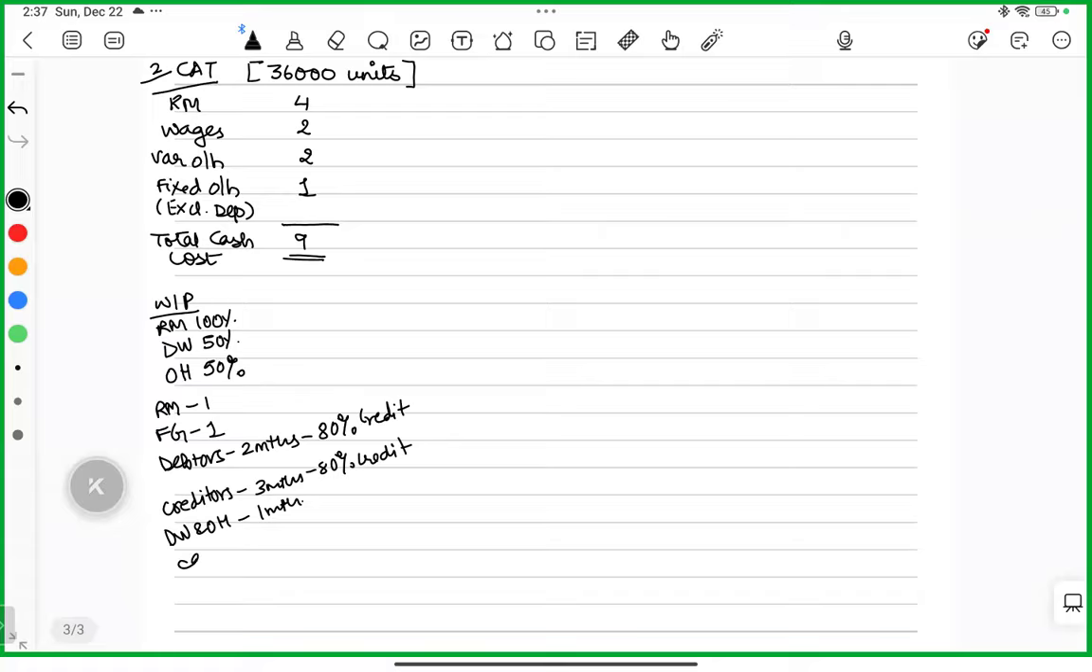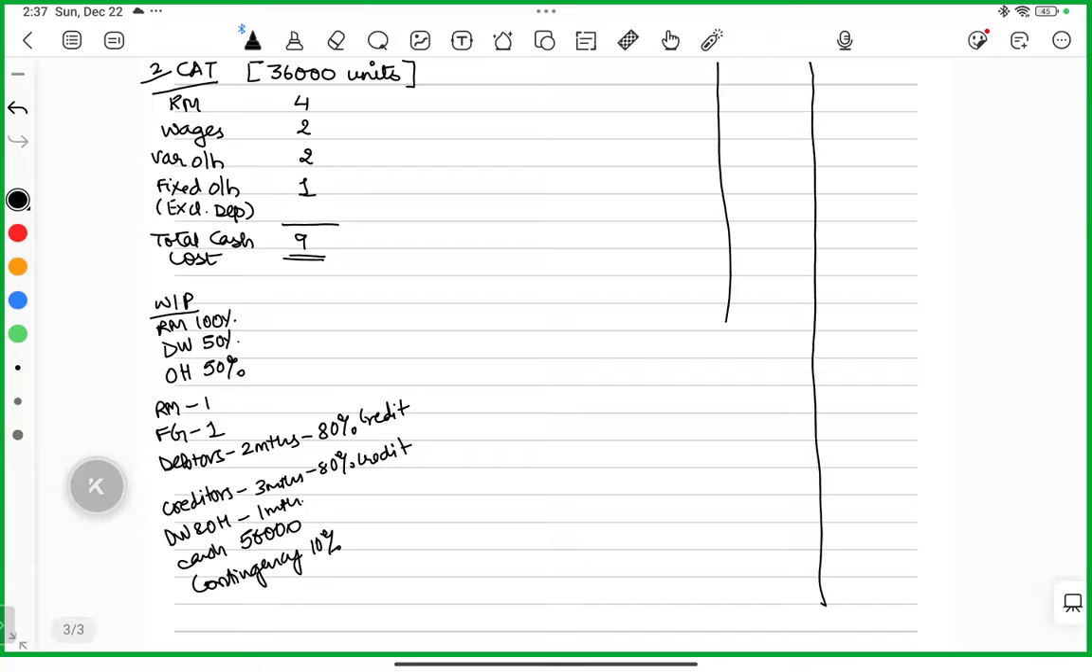Cash on hand you are given 50,000 and contingency 10%. This is the information that you are given in the example. Now you need to find out working capital for this firm. Let us make a statement, right? We will start with A, current assets.